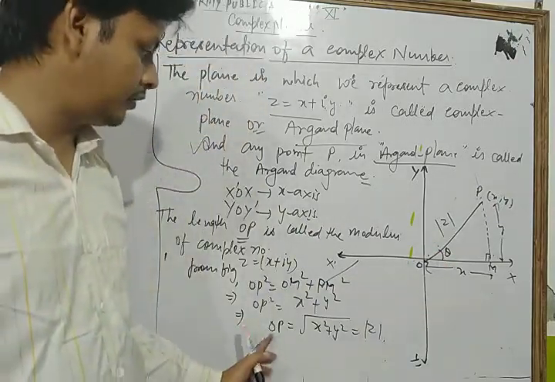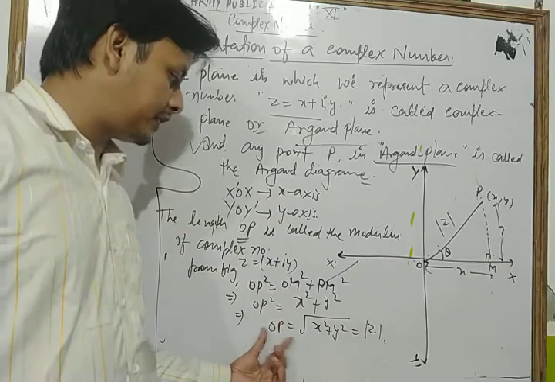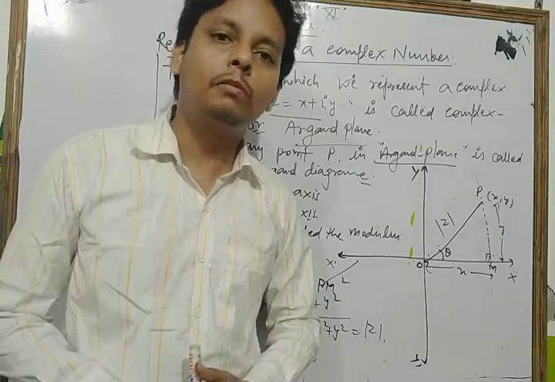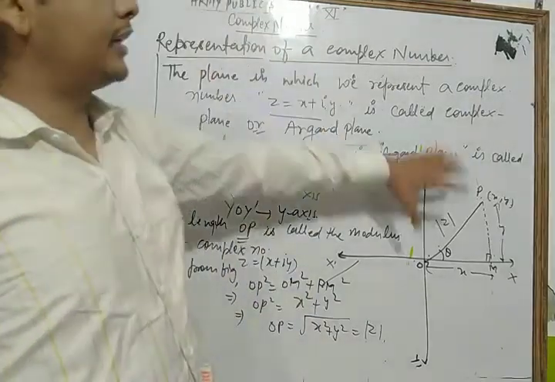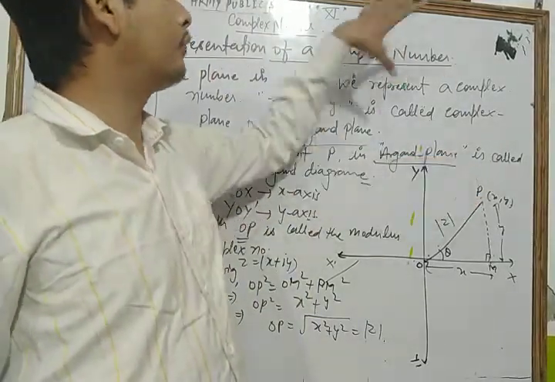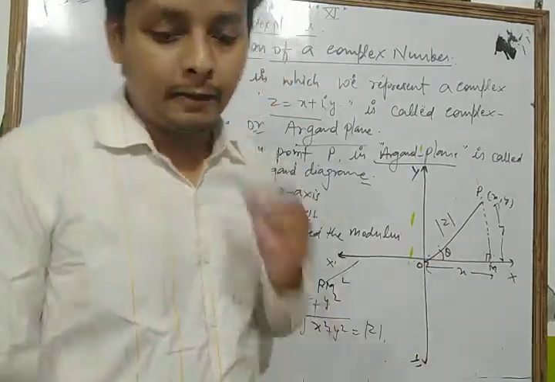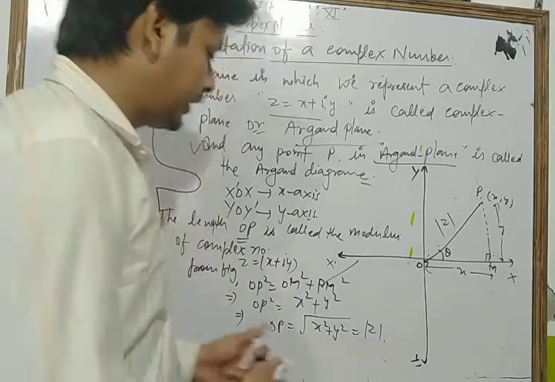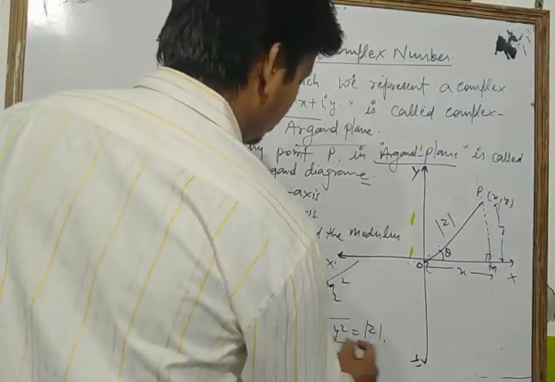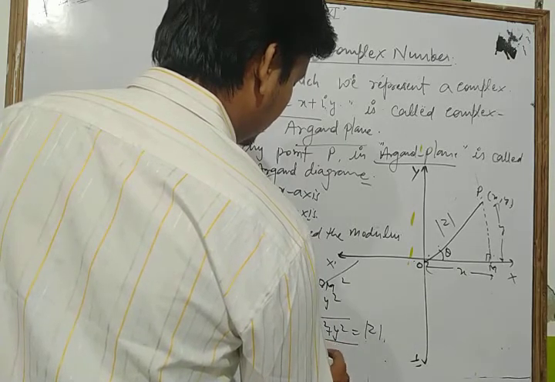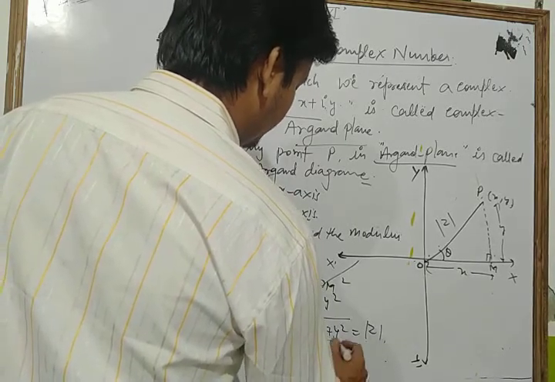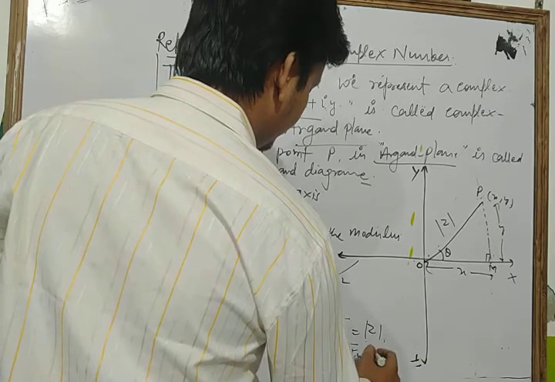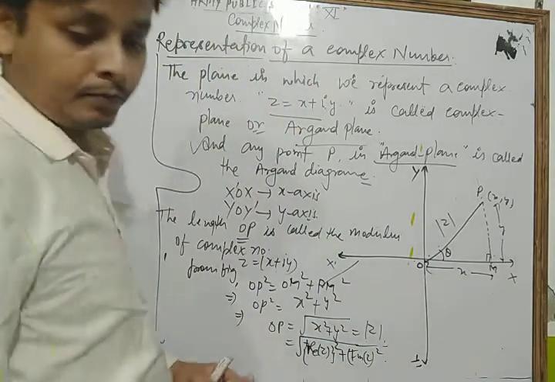That is, from the figure, we have OP equal to under root x square plus y square, and this value is also equal to mod of z. So dear student, this is the representation of a complex number in its Argand plane. Now you know that mod of z is under root of the square of the real part of z plus the square of the imaginary part of z. We also write it in this way.